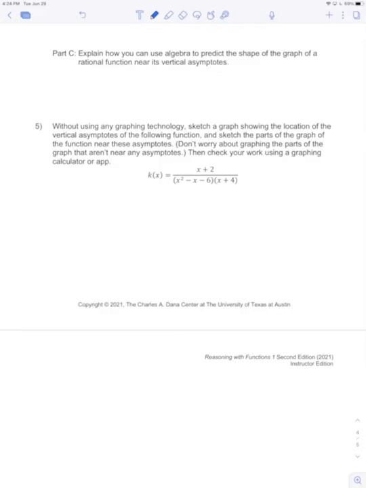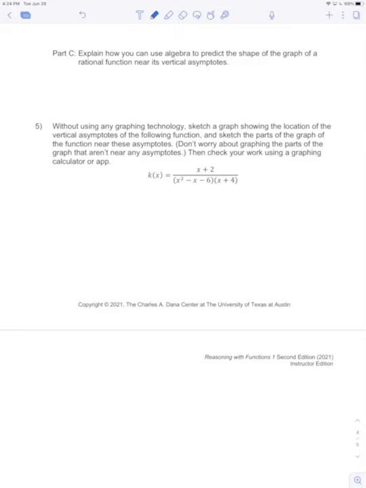Without using any graphing technology, sketch a graph showing the location of the vertical asymptotes of the following function, and sketch the parts of the graph of the function near these asymptotes. Don't worry about graphing the parts of the graph that aren't near any asymptotes. And then it says check your work using a graphing calculator or app. Okay, we can do that. So we're going to concentrate on function k here.